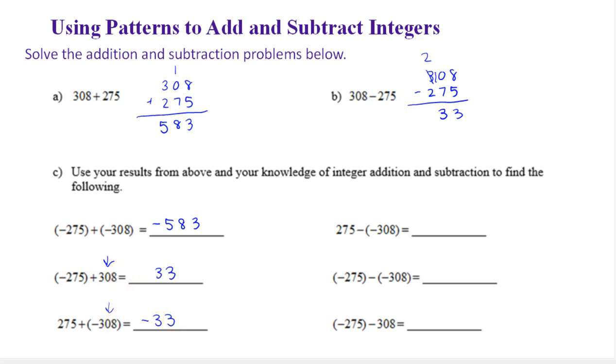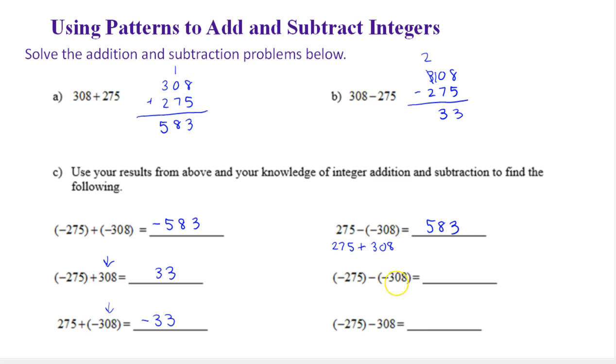Now let's look at the subtraction problems. If we start these by rewriting as addition, remember you keep the first number, that stays the same. You change subtraction to addition, and you change the sign of the second number. So negative 308 we're going to write as positive 308, and we usually omit the positive sign. Notice 275 plus 308, that's what we found up here. It didn't matter what order we wrote it in. So the result here is 583.